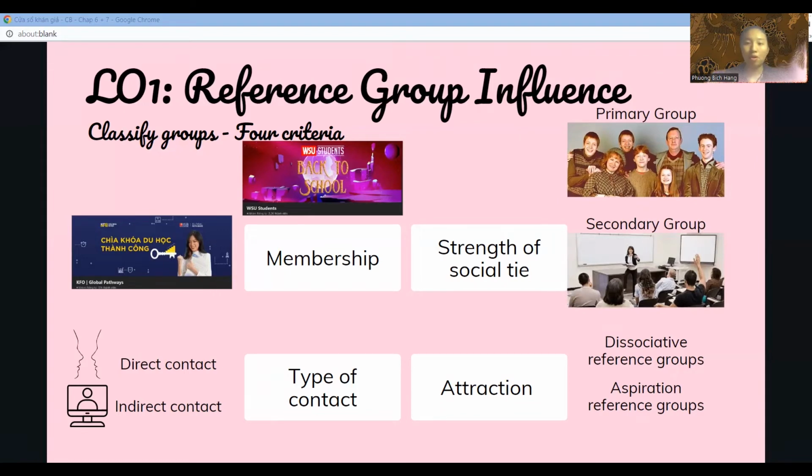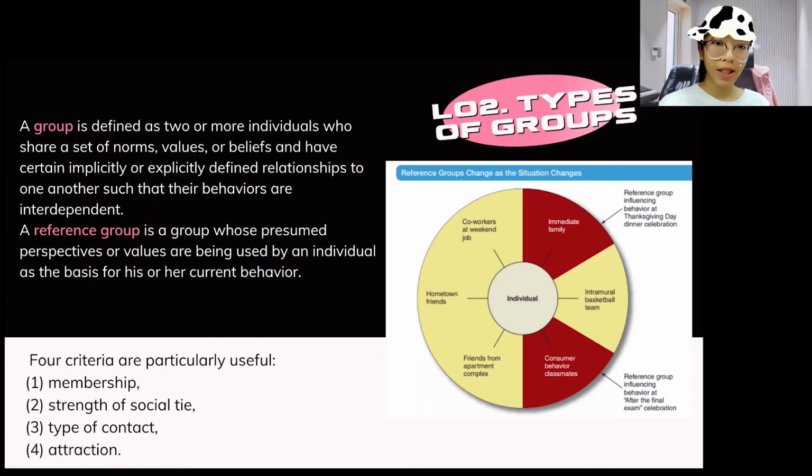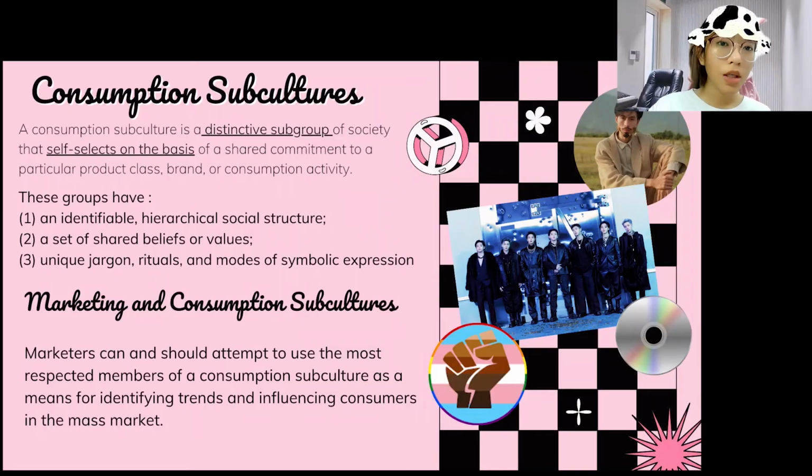And now we will move on to the next learning objective, which is consumption subcultures. Coming to the second learning objective, it is about types of groups. So what are consumption subcultures? A consumption subculture is a distinctive subgroup of society that self-selects on the basis of a shared commitment to a particular product class, brand, or consumption activity.